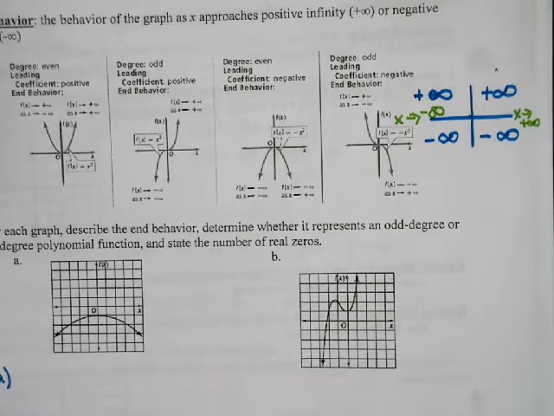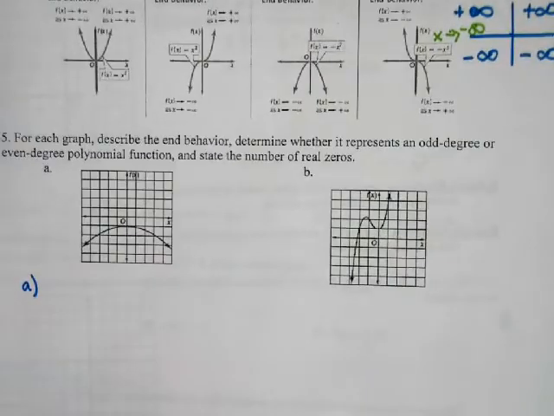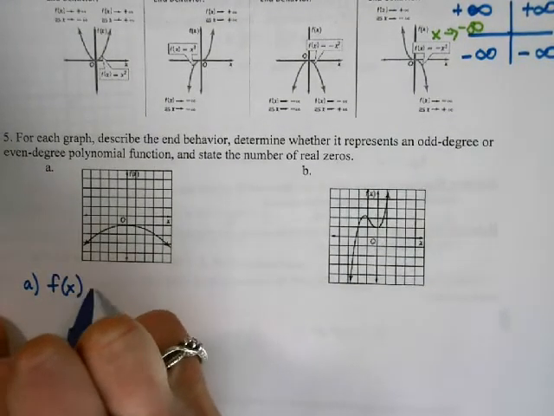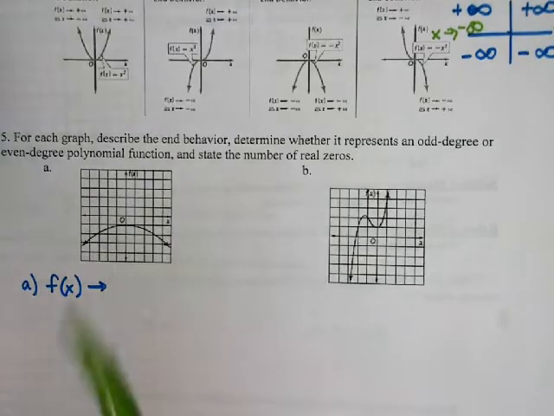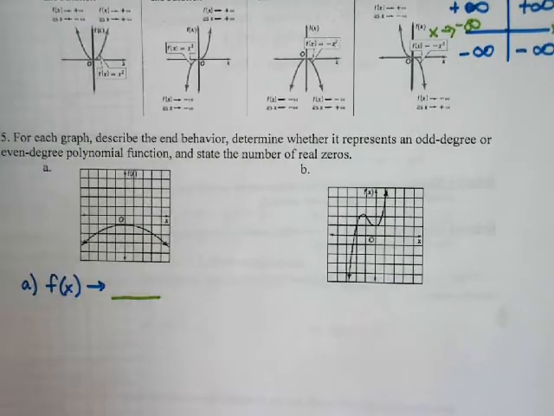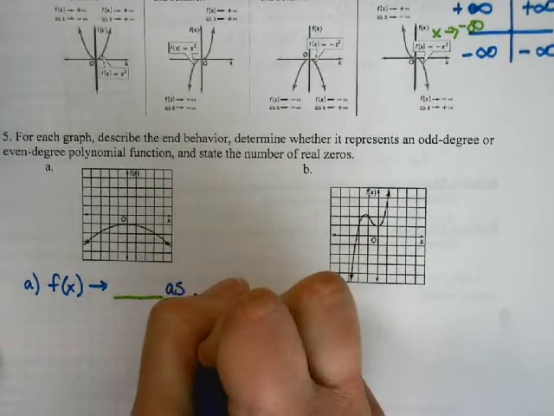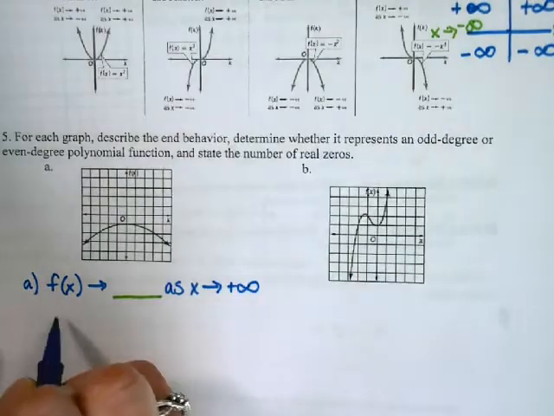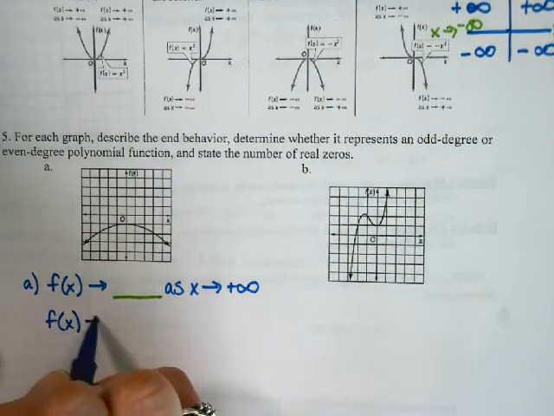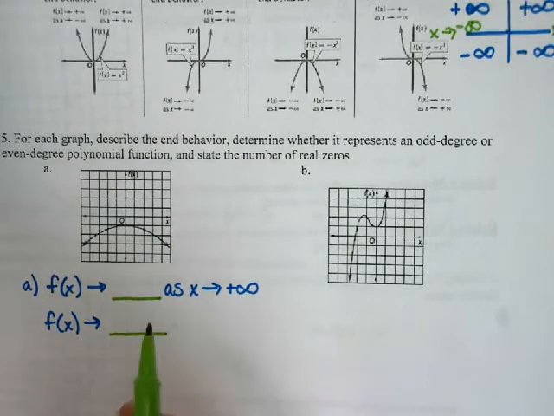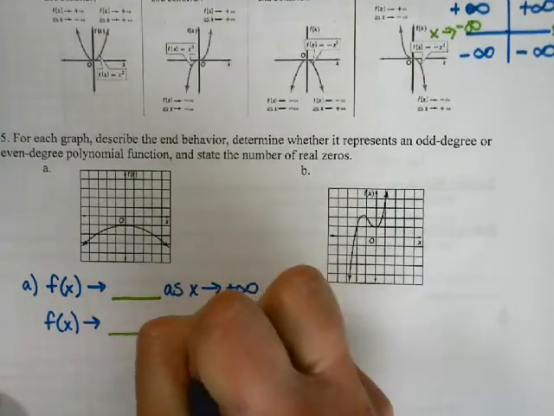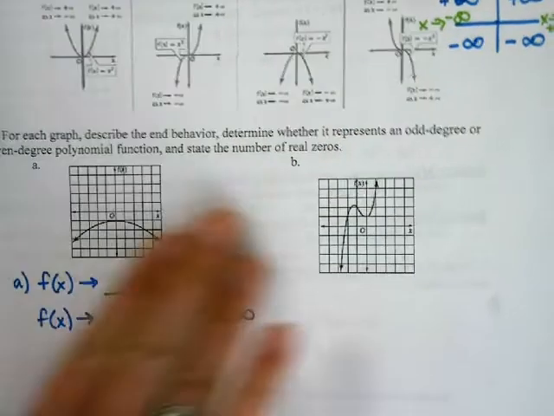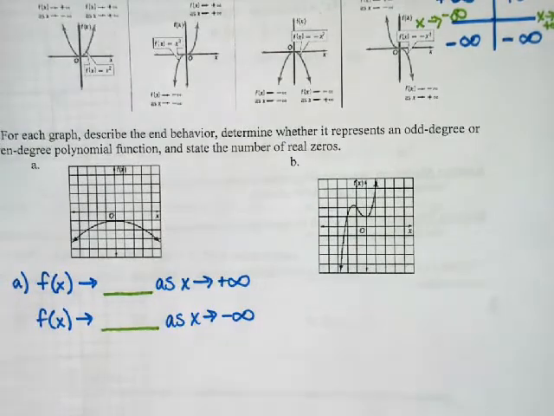All right, I'm going to write it down so that you can see the way that it should be. So we're going to say f of x. That means my function goes to, and then this is the part we're going to fill in, as x goes to positive infinity. And then we're going to say my function goes to either plus or minus infinity as x goes to negative infinity. That part doesn't change every time you talk about end behavior.